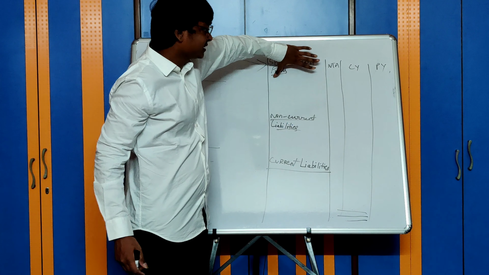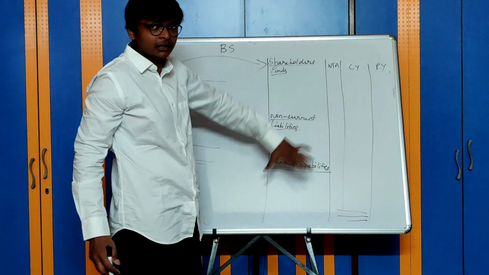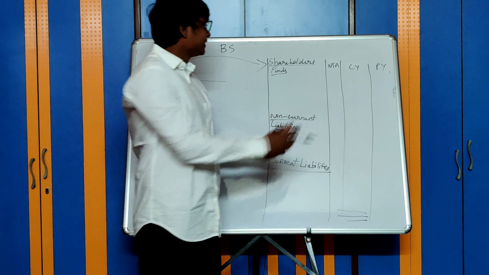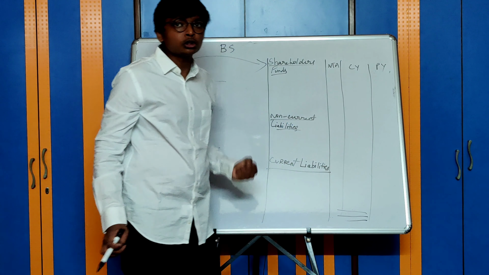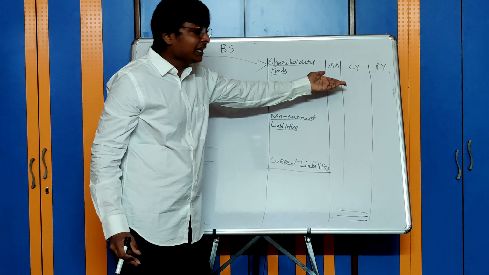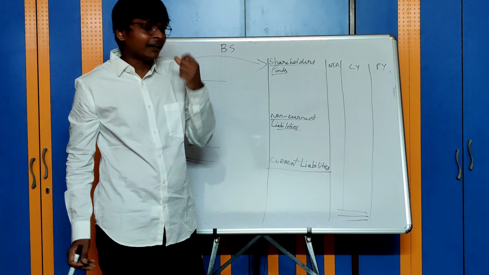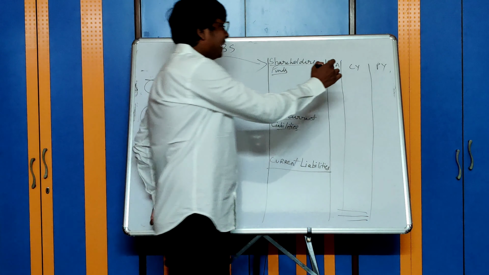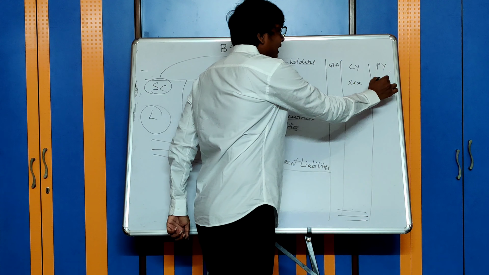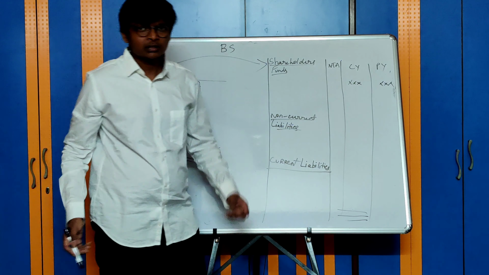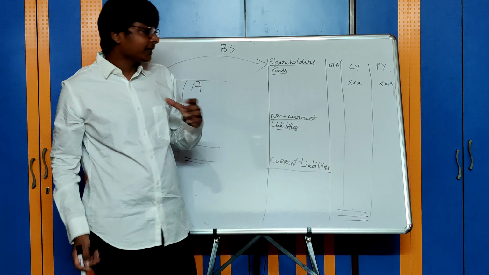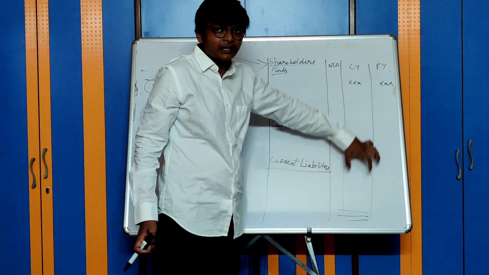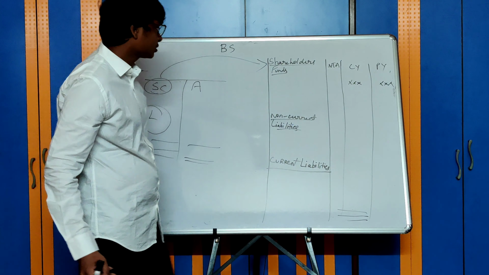The format has first a column for particulars to write the items over here. Then you have a small column called notes to accounts, because the values we write here are the total values. The breakup will be given in the notes to accounts. And then you write your current year values and previous year values. For most of the sums in ICAI books, we will be required only to fill your current year values.